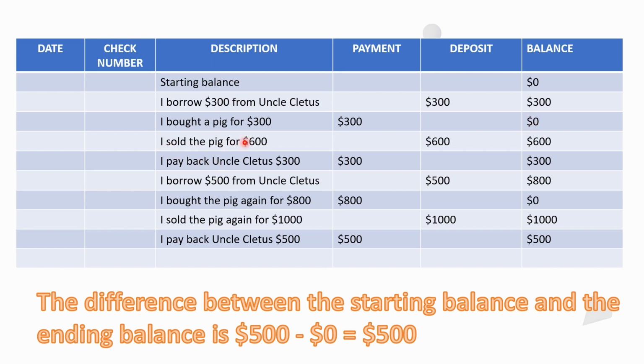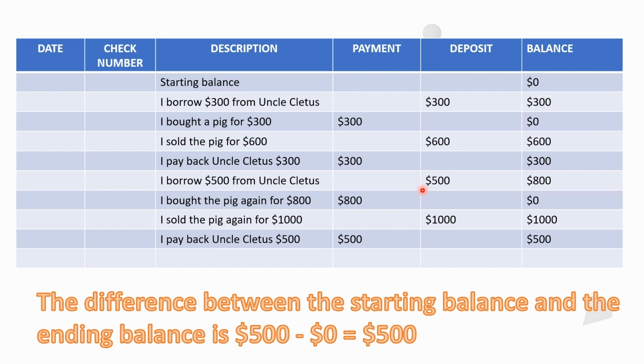Well, good news is I get to sell the pig for 600. Yay! I sold the pig for more than we paid for it. So I get $600 credited back to my account. I've got $600 sitting in my checking account. So what do I do at that point? Well, I said I like my Uncle Cletus a lot, so I'm going to pay him back the $300 that I borrowed so that we're even. So I have a $300 debit out of my account. My checking account just went from 600 down to 300. I still have $300 left over after I paid Uncle Cletus back. I could stop right now and I made $300 profit.